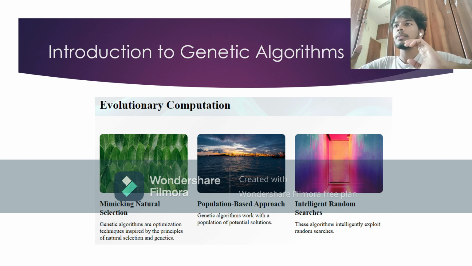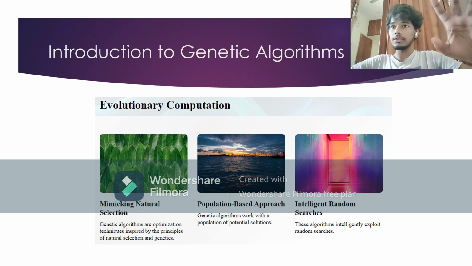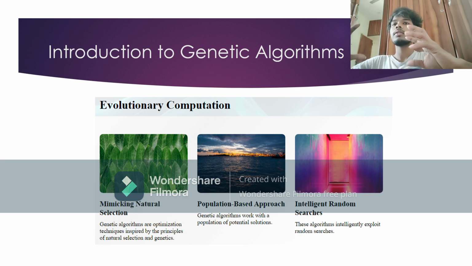The first one is mimicking natural selection. So genetic algorithms are optimization techniques inspired by the principles of natural selection and genetics. Then population based approach. Genetic algorithms work with a population of potential solutions. So this works around how we have to find a solution to a problem. So this is the main reason for genetic algorithm.